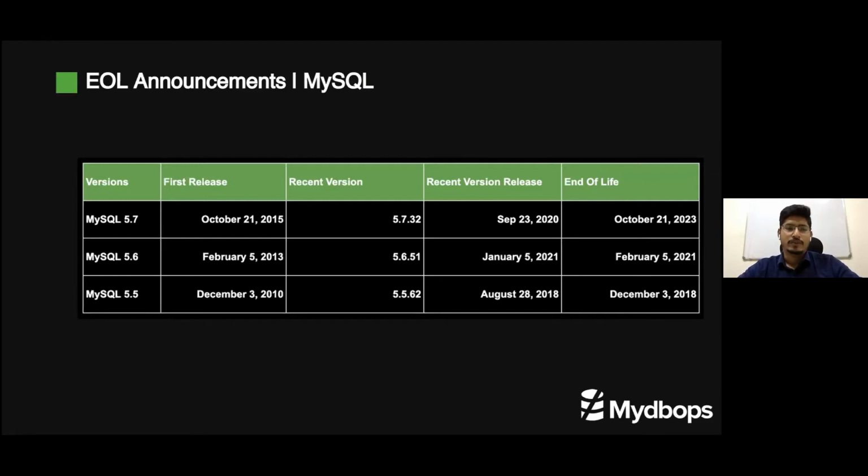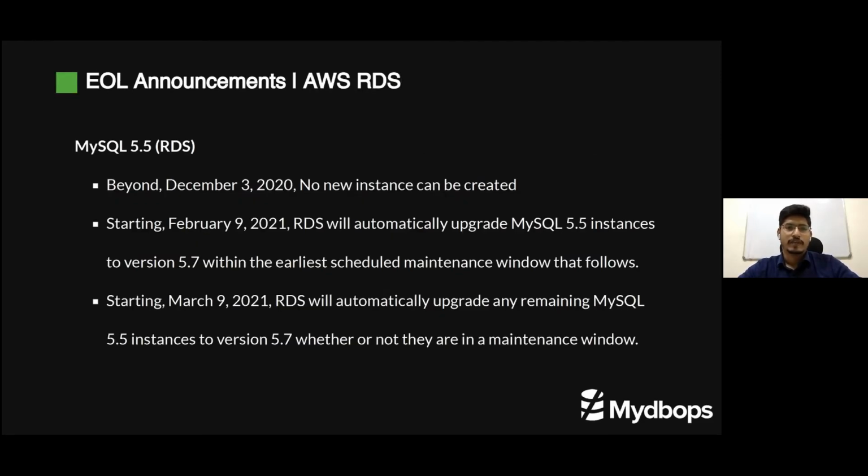Along with this announcement, AWS has provided two announcements. One is for 5.5 and 5.6, which we're going to discuss next. This is the announcement by AWS on 5.5. If you're running MySQL 5.5 on RDS, starting from March 9th this year, all your RDS instances will be auto upgraded to 5.7. So it is better to test it and schedule an upgrade before that auto switch happens.